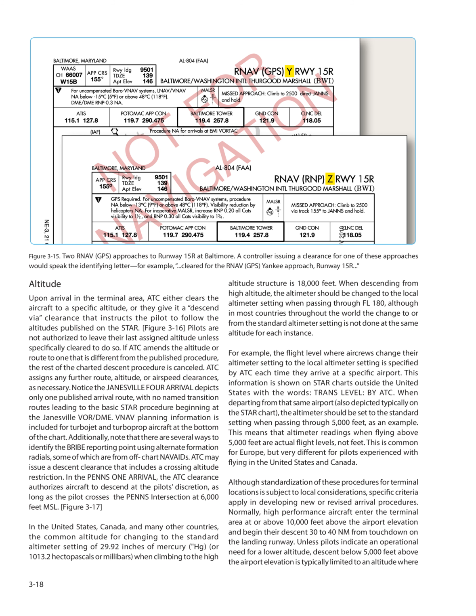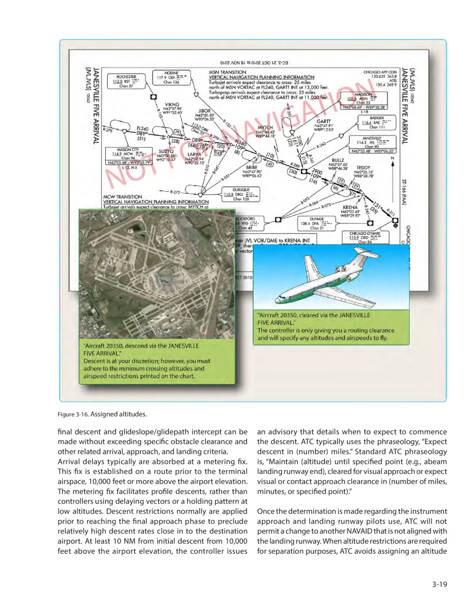Although standardization of these procedures for terminal locations is subject to local considerations, specific criteria apply in developing new or revised arrival procedures. Normally, high-performance aircraft enter the terminal area at or above 10,000 feet above the airport elevation and begin their descent 30 to 40 nautical miles from touchdown on the landing runway. Unless pilots indicate an operational need for a lower altitude, descent below 5,000 feet above the airport elevation is typically limited to an altitude where final descent and glide slope/glide path intercept can be made without exceeding specific obstacle clearance and other related arrival, approach, and landing criteria.